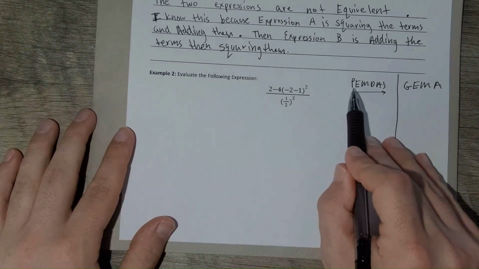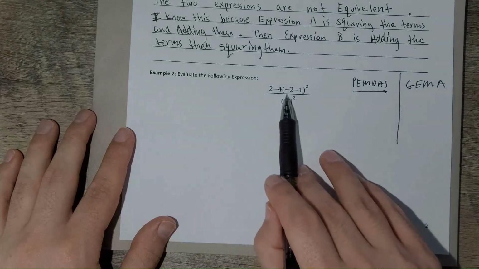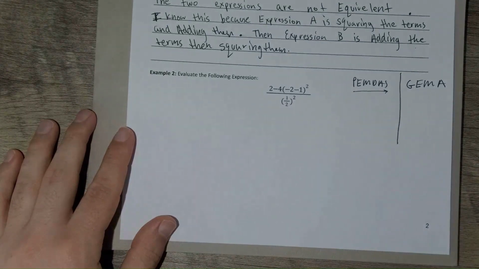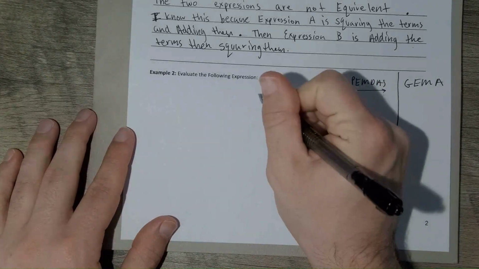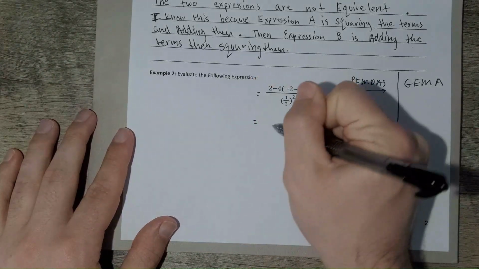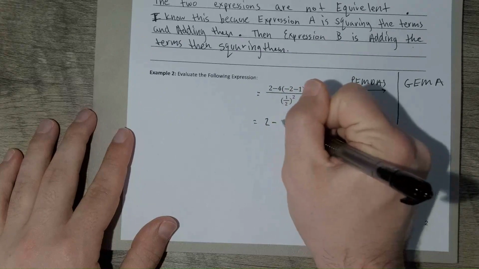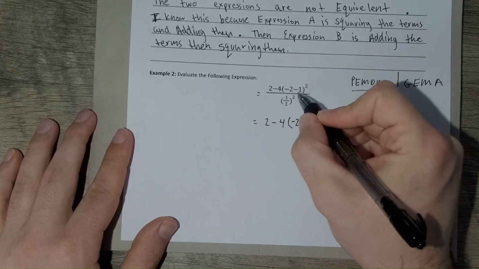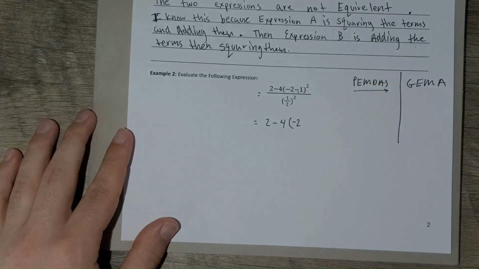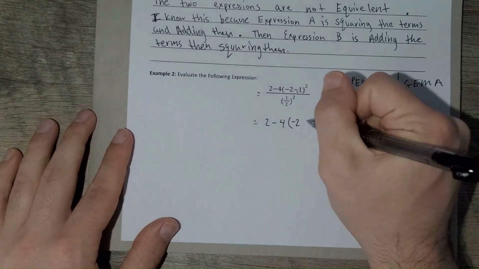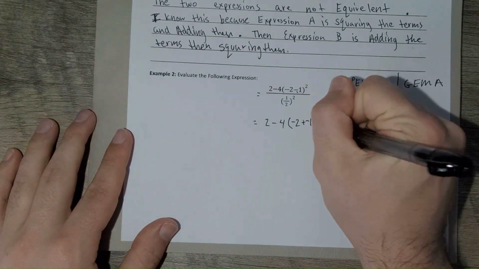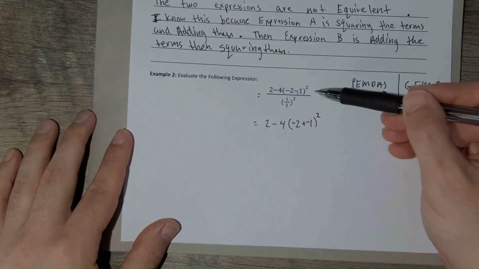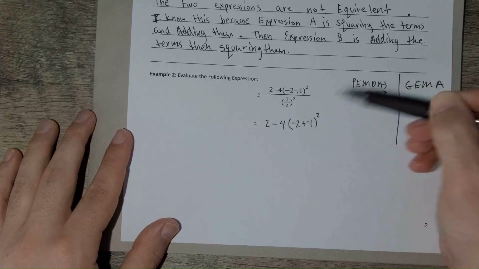And so here we follow PEMDAS. So we need to do parentheses first. Where do we see parentheses? We see it as negative 2 minus 1 to the second power. So here we can rewrite this as 2 minus 4 times negative 2, subtracting a positive is the same as adding a negative, to the second power. A lot of students will forget to put the second power. Always remember, carry down your exponent.